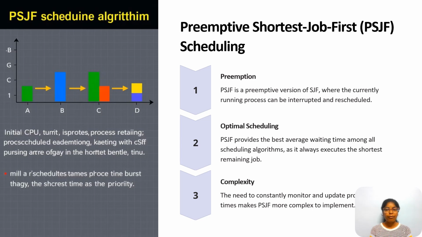Preemptive shortest job first, PSJF scheduling. First one is preemption. PSJF is a preemptive version of SJF where the currently running process can be interrupted and rescheduled. Optimal scheduling: PSJF provides the best average waiting time among all scheduling algorithms as it always executes the shortest remaining job. Complexity: the need to consistently monitor and update process burst time makes PSJF more complex to implement.